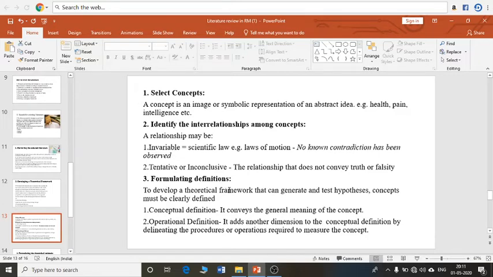Then formulating the definitions. There are 2 types of definition: conceptual definition and operational definition. The conceptual definition conveys the general meaning of the concept, whereas the operational definition adds another dimension to the conceptual definition by delineating, that is describing, the procedures or operations required to measure the particular concept that has been selected.